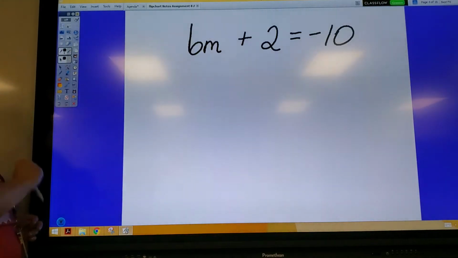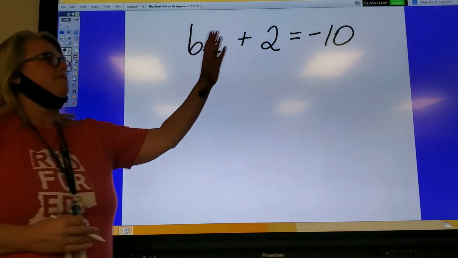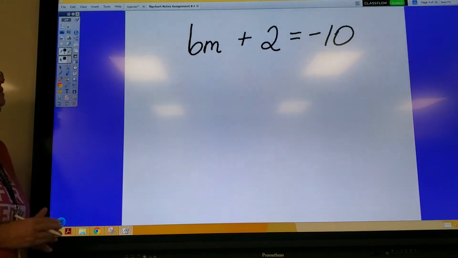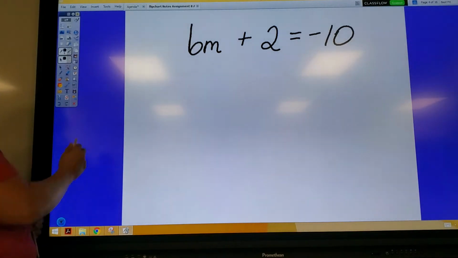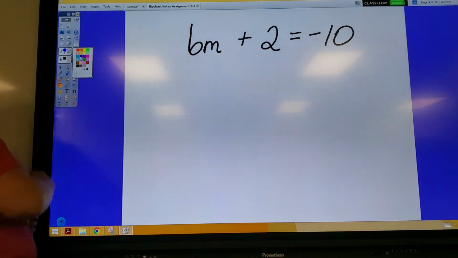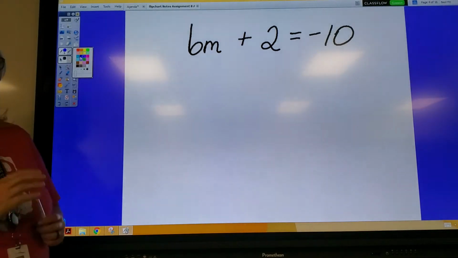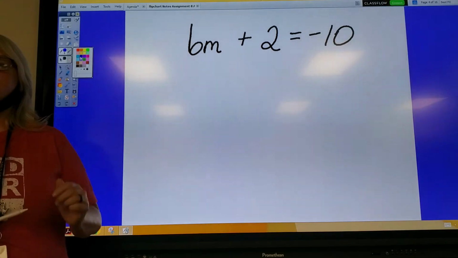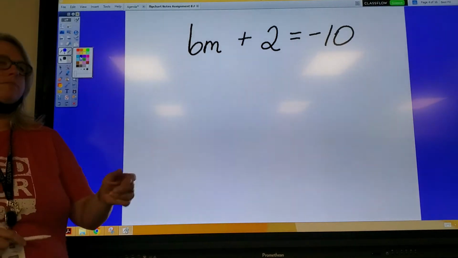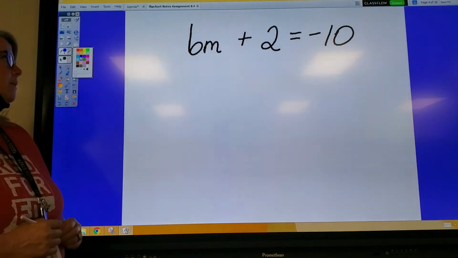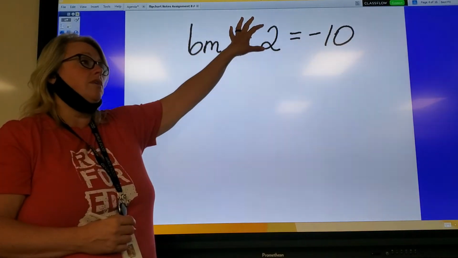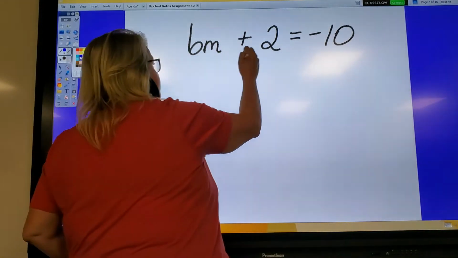Okay. Let's get a little bit harder then. You can see over there we have that negative 10, so it makes it a little bit more challenging. 6m plus 2 equals negative 10. Any ideas on what we should do first? What our first step should look like for this problem, Dean? Do minus 2. Good. So you see this plus 2. You want to do the opposite of plus 2, which is minus 2.